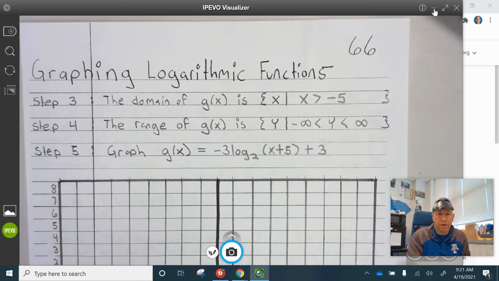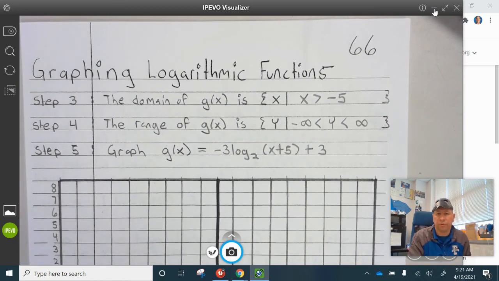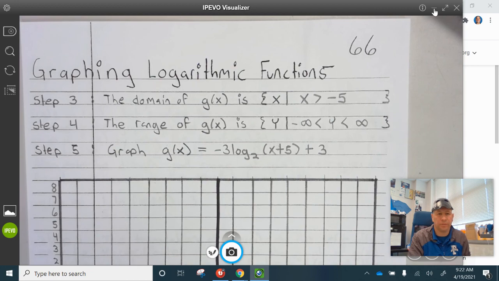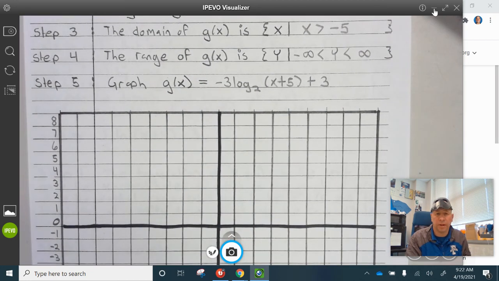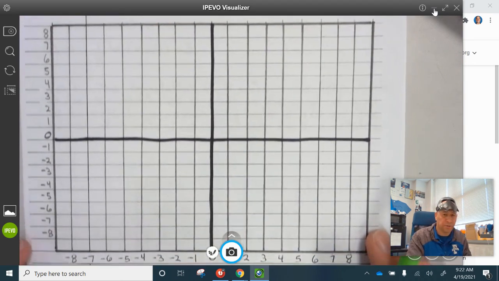All right, step 3. The domain of g(x) is x such that x is greater than -5. Step 4. The range of g(x) is y such that negative infinity is less than y less than infinity. Step 5. Graph g(x) = -3 log base 2 of (x + 5) + 3. So the first thing we want to do is graph the vertical asymptote at x = -5.